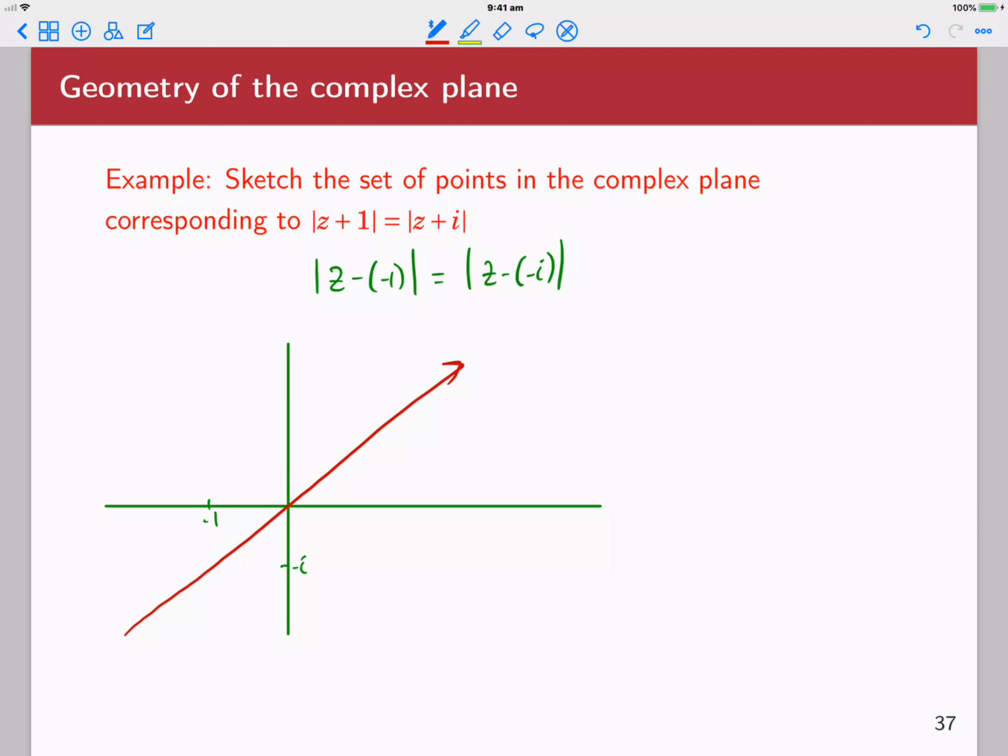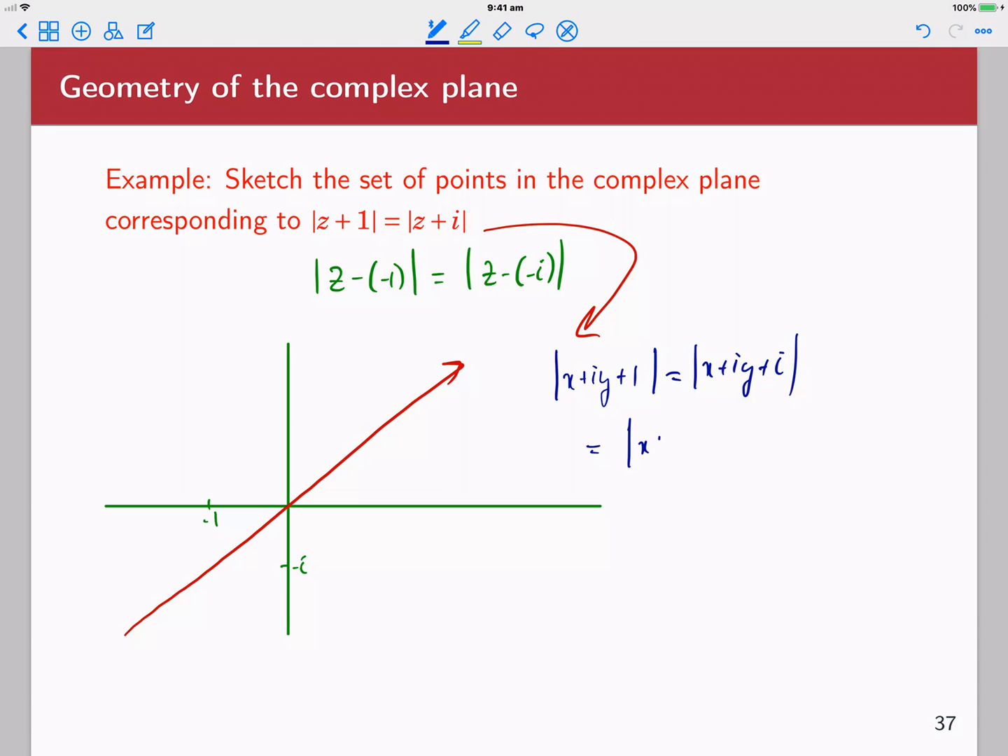But again, let's say I couldn't see that. Sometimes you draw a mental blank. Okay? I could just do it algebraically. I don't have to give up. So I'd say, okay, let z be x plus iy. So this becomes the modulus of z plus 1 equals the modulus of z plus i, that is, x plus iy plus 1 equals x plus iy plus i.